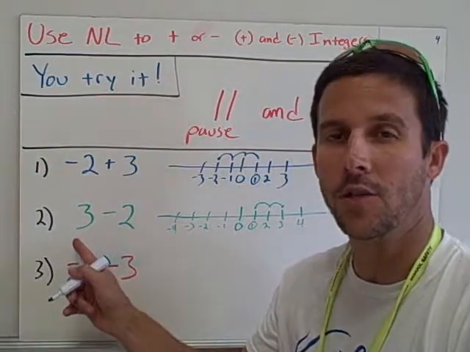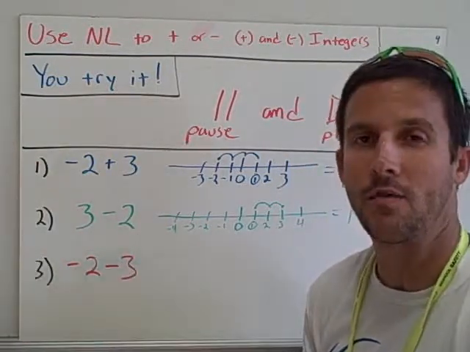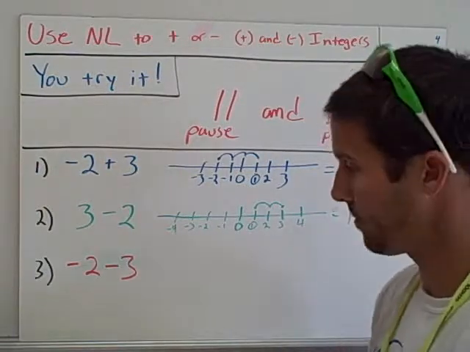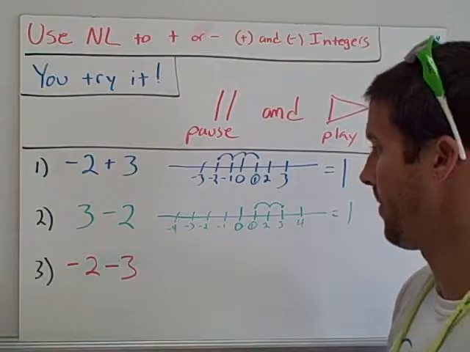Now you may have understood that the answer was 1 just because it said 3 minus 2. But what I wanted you to see is how we got there. Now let's do this one.